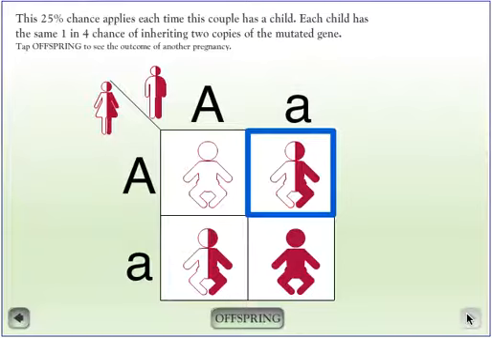In other words, it really doesn't matter what the first sibling came out, the next sibling has the same 1 in 4 chance.